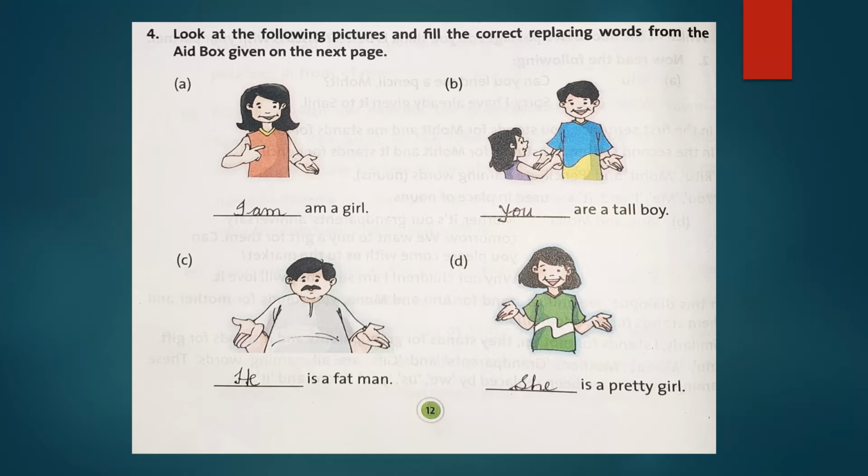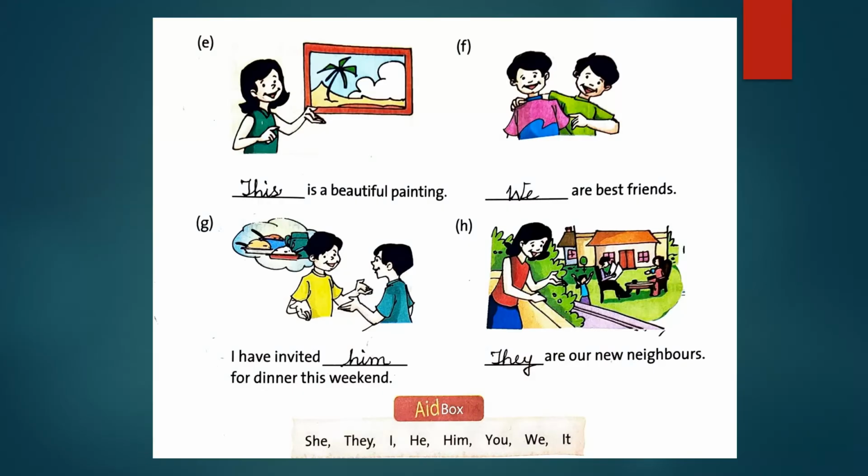She is a pretty girl. So I am, you, he and she are all replacing words. Next, this is a beautiful painting. We are best friends.